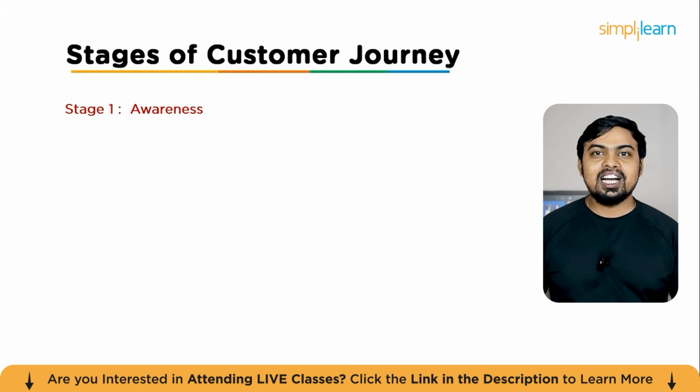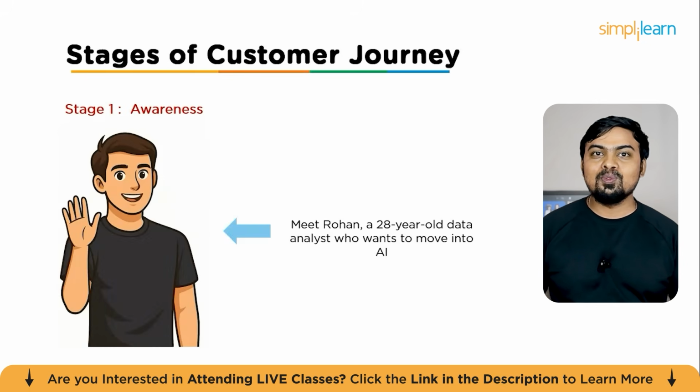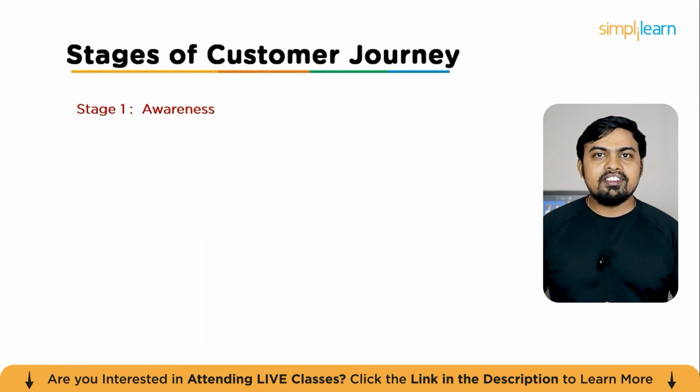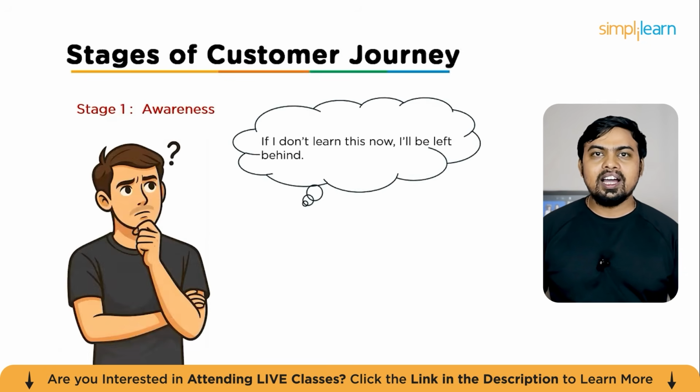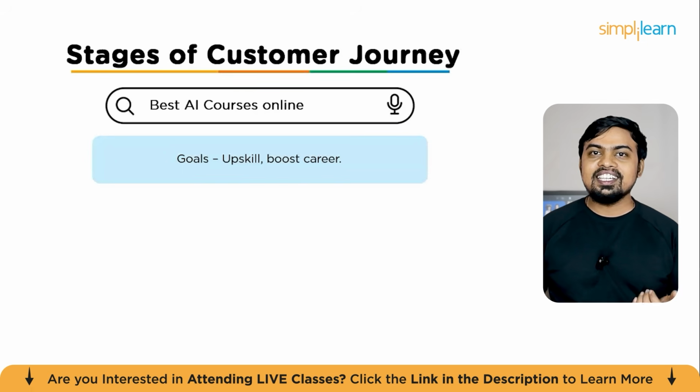Meet Rohan, a 28-year-old data analyst who wants to move into AI. One evening, he thinks, if I don't learn this now, I'll be left behind. So he searches online, best online courses for AI. He watches a few YouTube explainers, scrolls LinkedIn posts, and clicks on Instagram ads, etc. That's the awareness stage, the top of your funnel, where people realize a need but haven't chosen a solution yet.